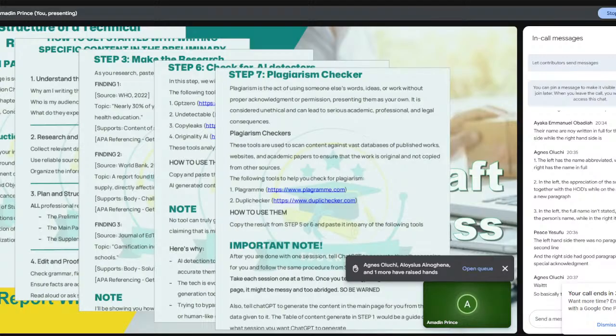Plagiarism, in short, is basically using someone else's work. So if I use someone else's work without acknowledging them, that is plagiarism, and in the eyes of the law, that's an offense, a criminal offense. So that is plagiarism, using someone else's work without properly referencing them or acknowledging them. We'll be showing you how to bypass plagiarism checkers and how to also use them.